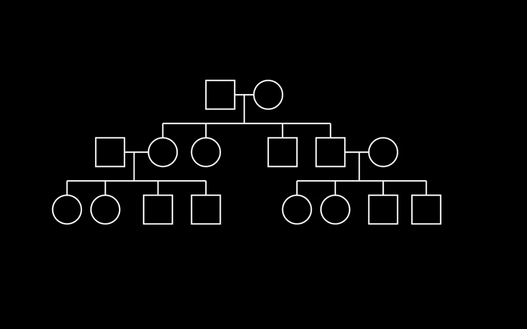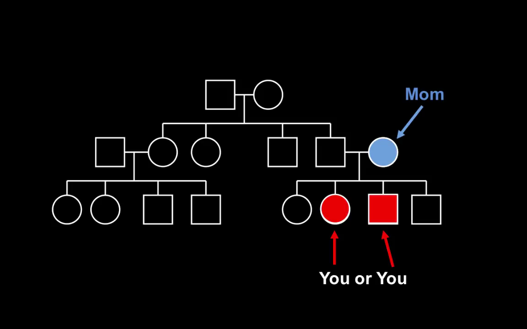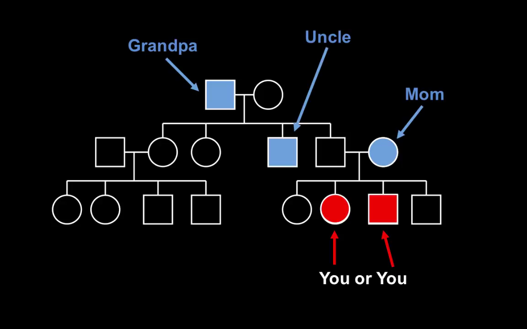So let's look again at this pedigree. Now, if this is you, whether you're male or female, this individual right here is your mom. This individual would be your grandpa. So you see, each level is a new generation. This would be an uncle, this would be an aunt, and this would be a cousin. So this is how you read them.